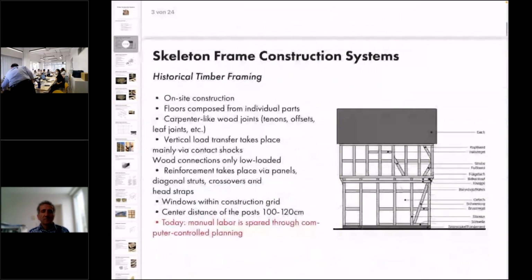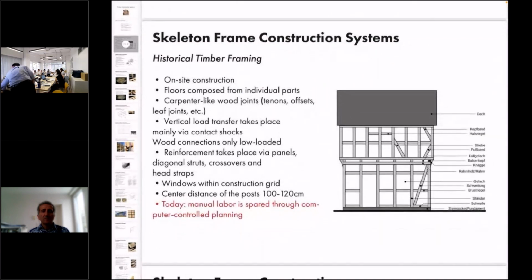Starting off with skeleton frame construction systems, we're going to talk briefly about historical timber framing. This is a construction system typical in Germany, in northern Germany. It's an on-site construction system. The reinforcement takes place via panels, diagonal struts, crossovers, and head straps, and the windows are built within the construction grid.